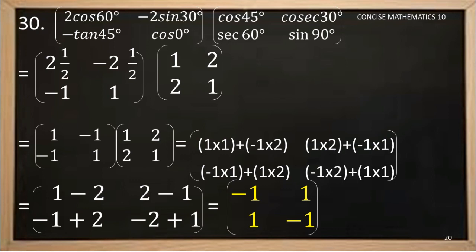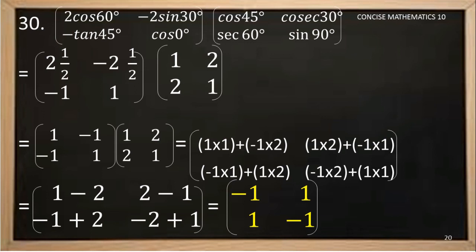The third element is minus tan 45. Tan 45 is 1, so it is minus 1. And the fourth element is cos 0 degree, that is equal to 1. Similarly, write down the values of the second matrix, that is cos 45 is 1, cosecant 30 is 2, secant 60 is 2 and sin 90 is 1.